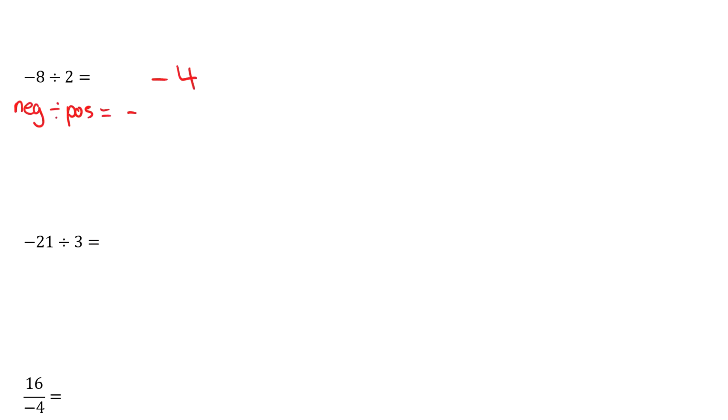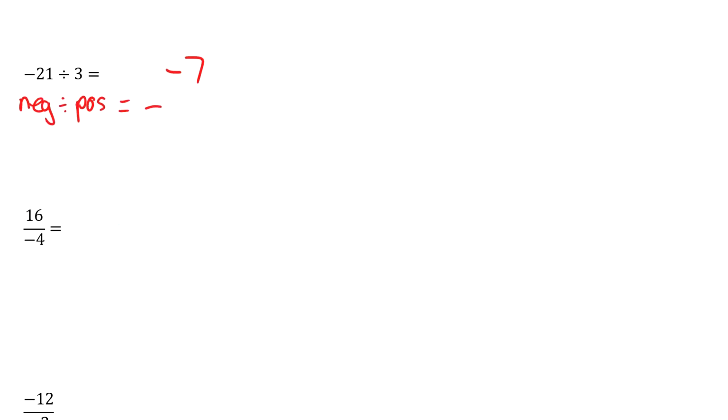Negative 21 divided by 3, we have a negative divided by a positive, so we get 7. A negative divided by a positive is a negative, 21 divided by 3 is 7, but it's a negative 7. Finally, 16 over 4.